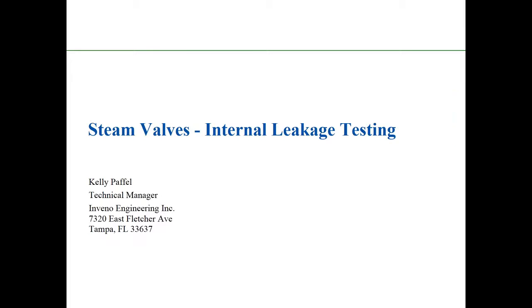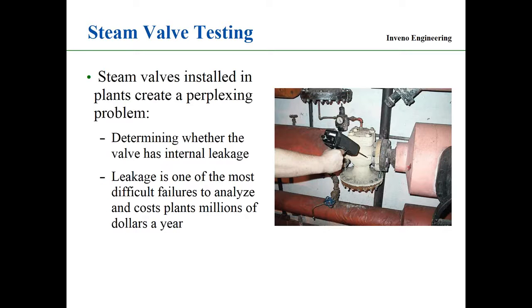Steam valves installed in the plants create a perplexing problem, because we don't want valves to be leaking through. Valves leaking through create issues with pressure reduction stations, overpressurization, safety valve relieving, and steam valves leaking through on process applications. Then we get heating going down into the coil systems, heat transfer where we don't want that to occur.